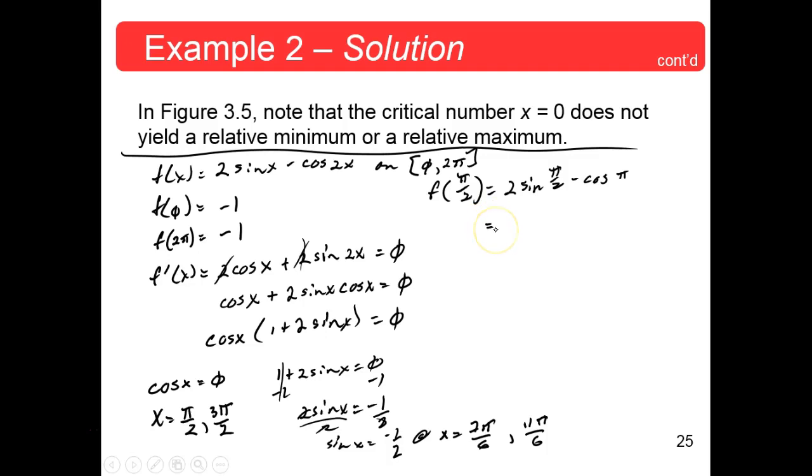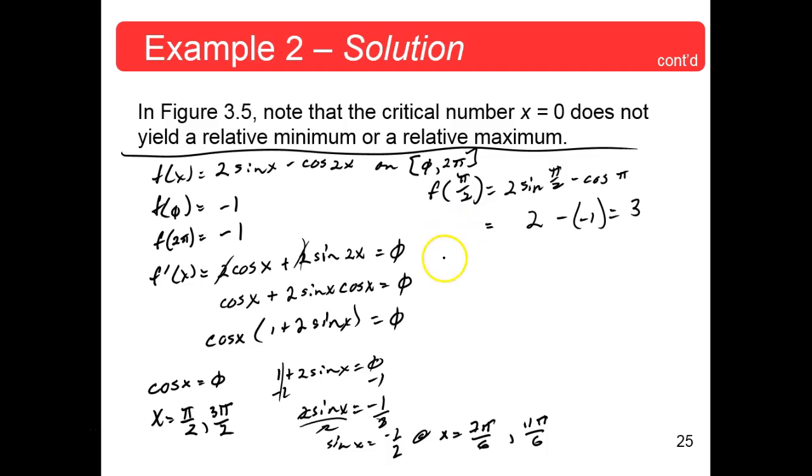What is the sine of pi halves? 1. 2 times 1 is 2. So this will be 2 minus, what's the cosine of pi? Negative 1. So 2 minus negative 1 is 3. All right, so we have a new leader for a maximum. Still got a tie for minimum down there.